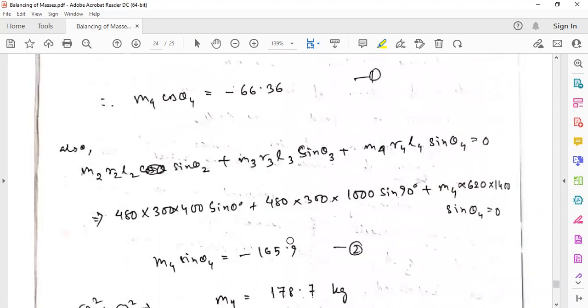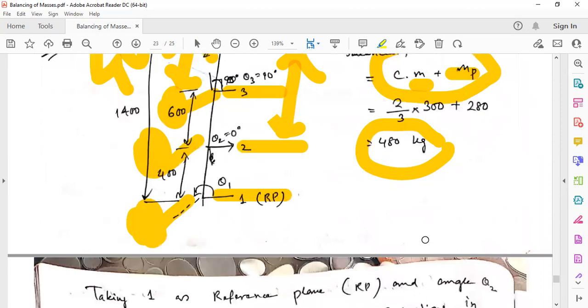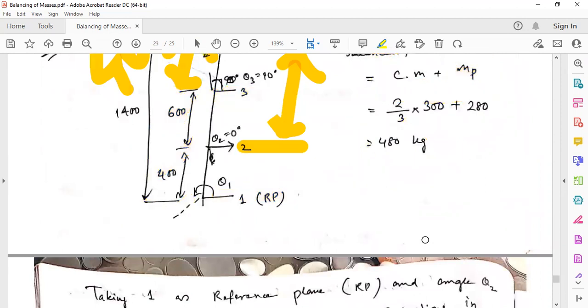Here also we have got the 178.7 only, but the angle is different now, 21.80. And since we have to provide a balanced mass at 180 degree apart from this, we have to add 180 degree to it. So this is the exact angle, 201 degree. So we have to place your mass M1 at 201 degree here. Okay, this angle will be 201 degree.